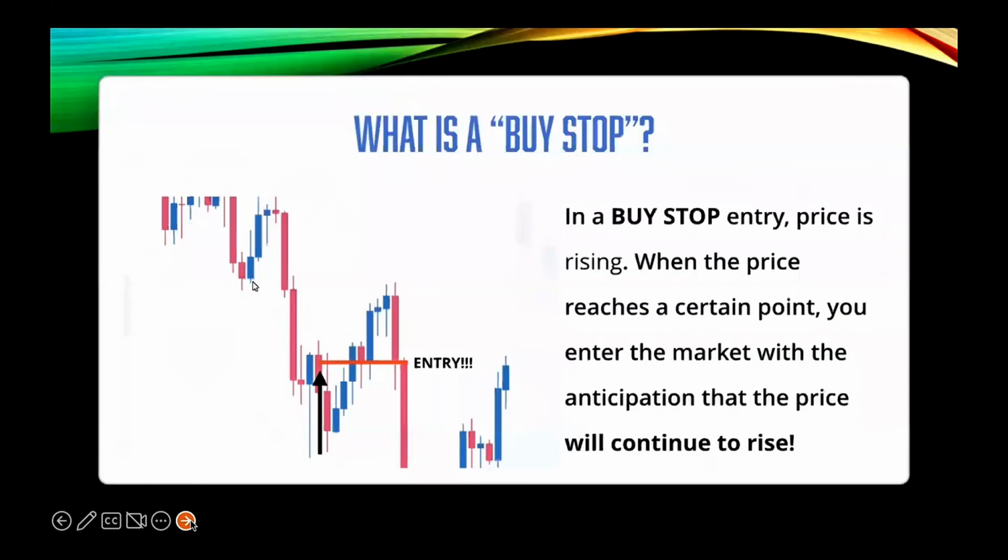All right. A buy stop is when the entry price is rising. When the price reaches a certain point, you enter the market with the anticipation that price will continue to rise. In the example, our red line is our entry, right? The arrow is showing you, and then we put our buy stop there, knowing that price will continue to rise. Again, this is great to utilize if you work and you've already done your markups on your chart, and you need to make some money.